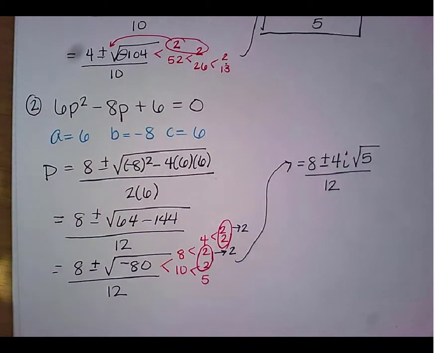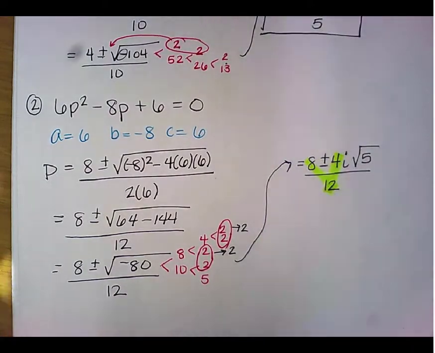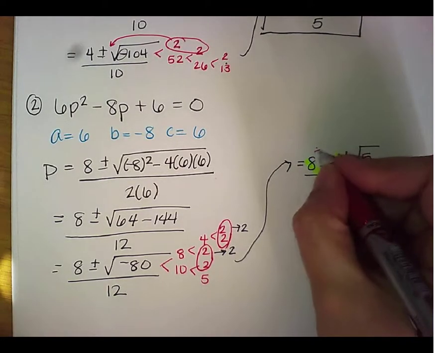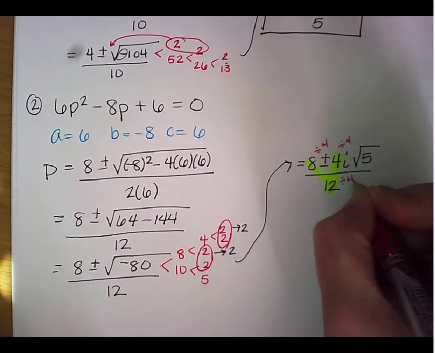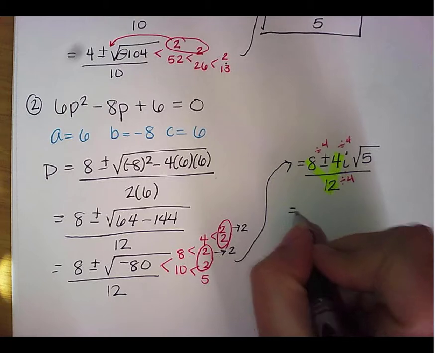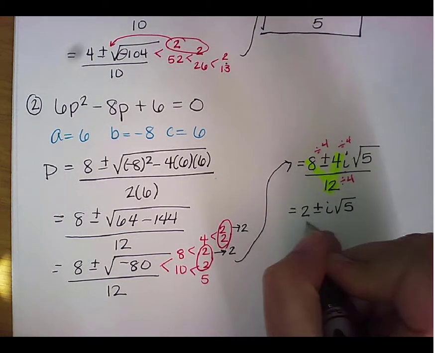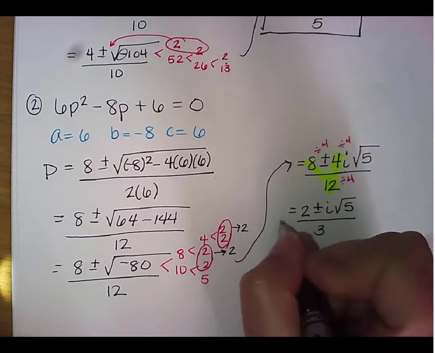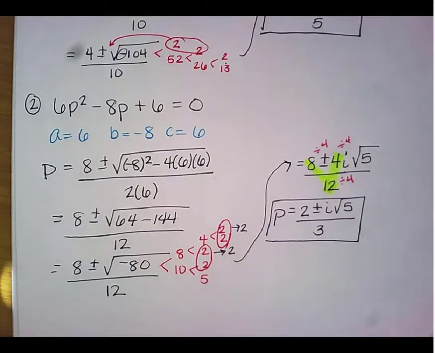Again, looking to see if we can reduce this down between the 8, the 4, and the 12. And they are all divisible by 4, so we're going to divide out a 4 out of all 3 of these. And that is going to give us 2 plus or minus i square root of 5 over 3. So our P is equal to 2 plus or minus i square root of 5 over 3.